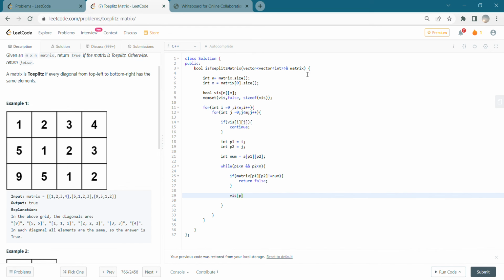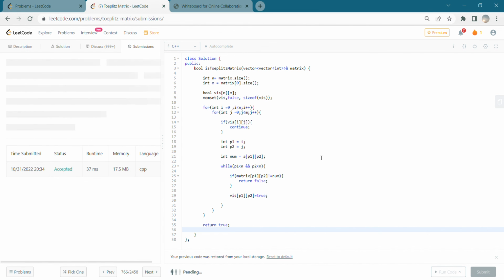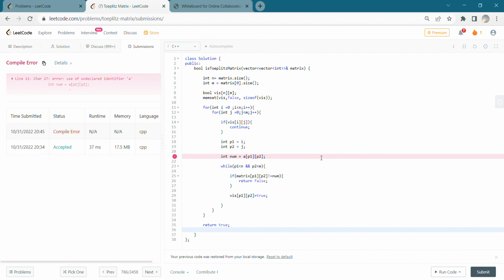And again we are marking them visited, and that's it for this one. If we have iterated over all the values and were not able to find a violation, then this means the matrix is Toeplitz, and this should be the answer to our problem.